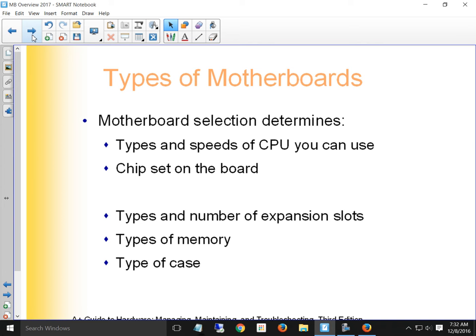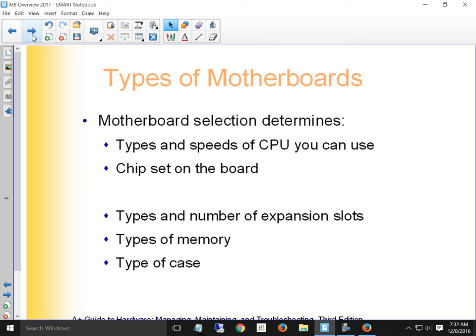But the kind of motherboard and the socket that's on the motherboard determines what CPU goes in there. So we have to make sure we choose the motherboard that we want based on the CPU that we want. The motherboard also has this chipset on the board that controls the flow of information from all the components to the CPU.